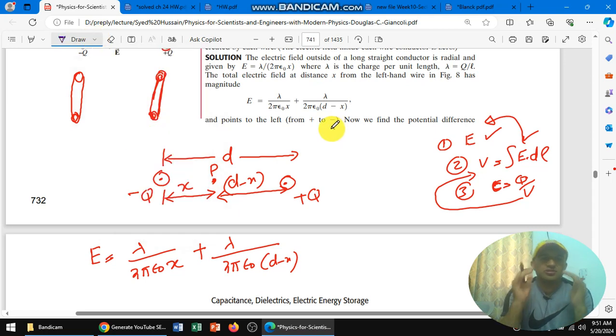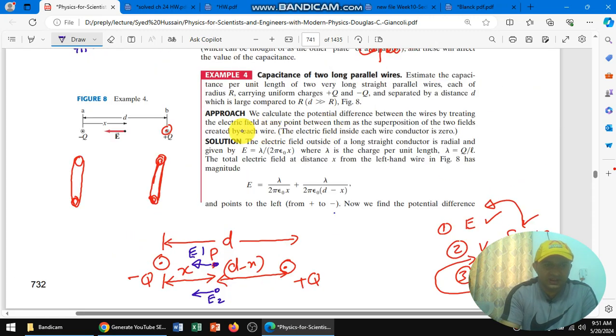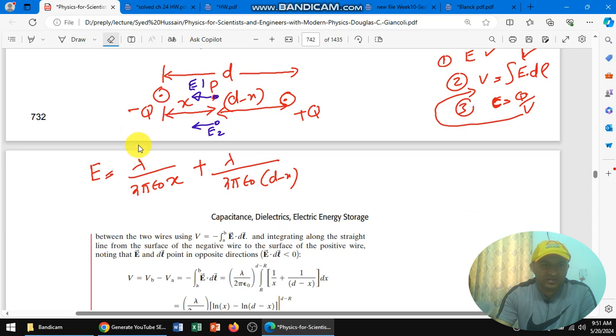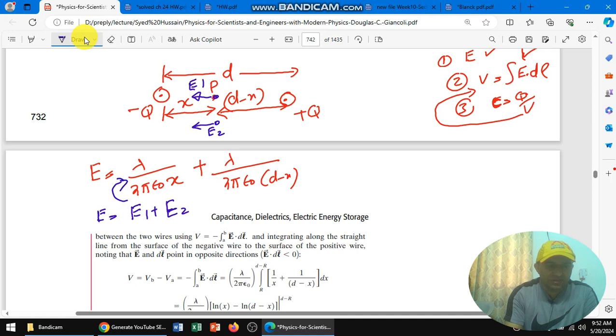We use the superposition principle. At point P, the electric field intensity due to the negative charge is towards the left side, so E1 is towards the left. E2, due to the positive charge, is also towards the left. So the total field points towards the left side because both intensities are towards the left. The total field is E is equal to E1 plus E2. E1 is lambda over 2 pi epsilon naught x from the minus Q, and E2 is lambda over 2 pi epsilon naught (D minus x) from the plus Q.